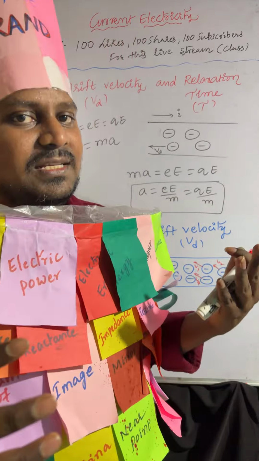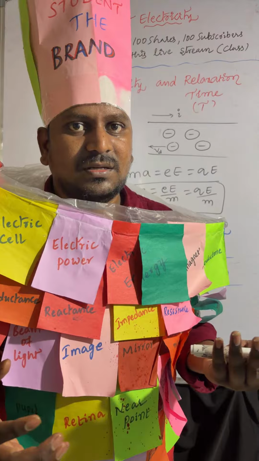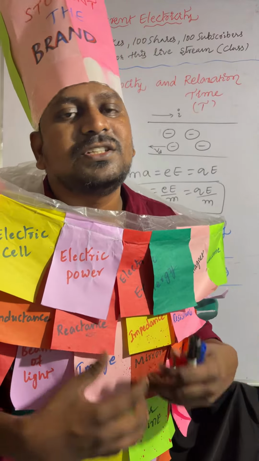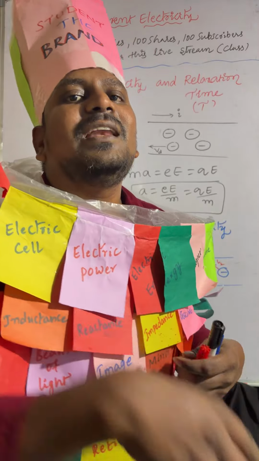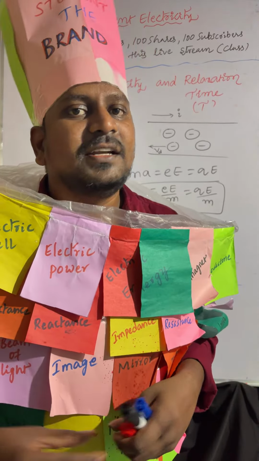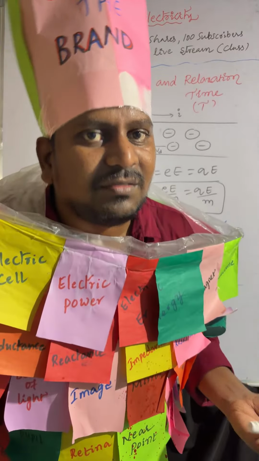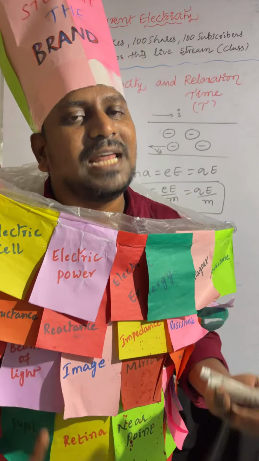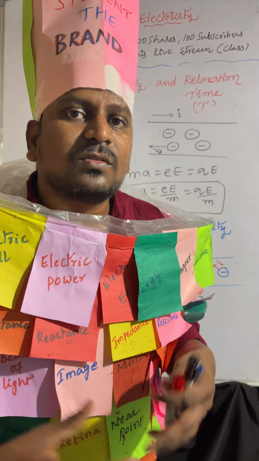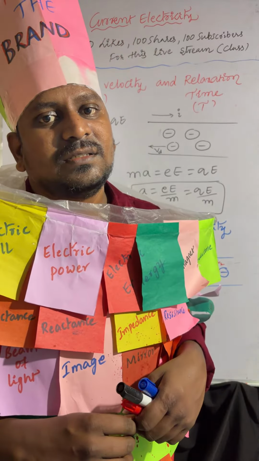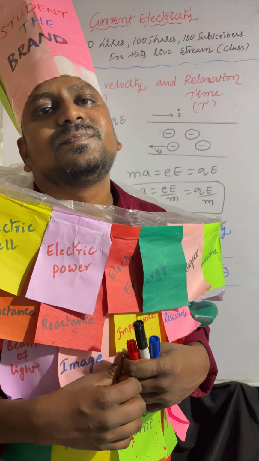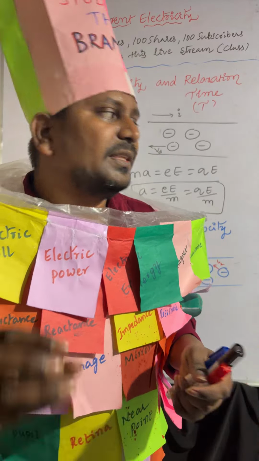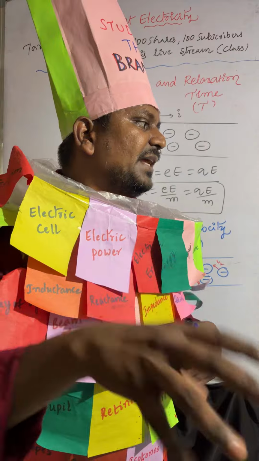This is the average velocity. Understood or not? Average velocity. Drift velocity is nothing but the average velocity of an electron moving in a conductor. That is called the average constant velocity. We can see the average constant velocity of an electron moving in a conductor. Understood or not? So that is called drift velocity.